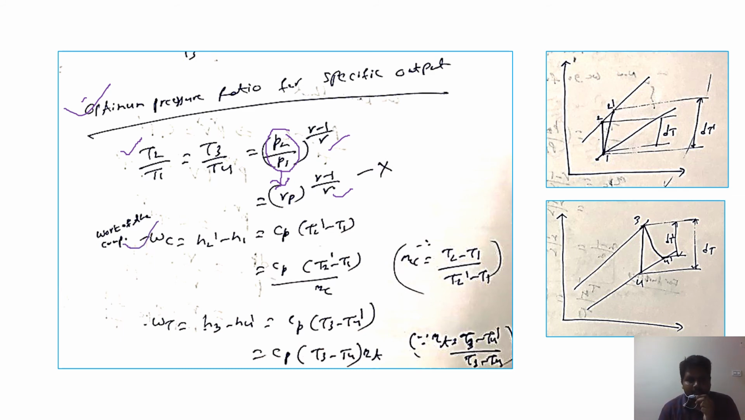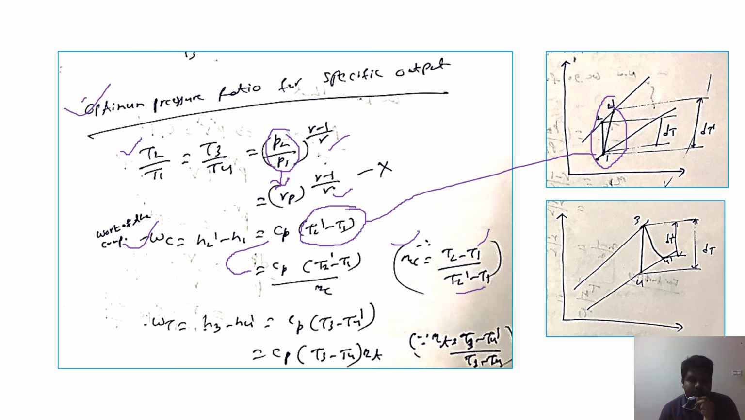Now work done by the compressor. Actual work done by the compressor, from the TS diagram we can write it as H2 dash minus H1 equals to Cp into T2 dash minus T1. This we can write it as Cp into, instead of T2 dash minus T1 we can write it as T2 minus T1 divided by efficiency of the compressor, because efficiency of the compressor is T2 minus T1 divided by T2 dash minus T1.